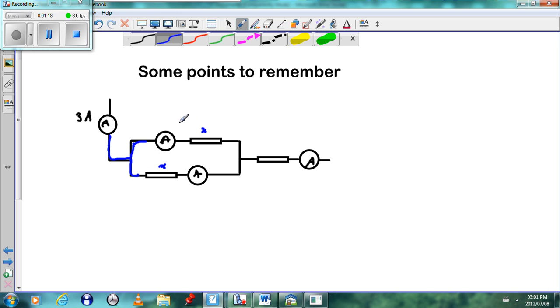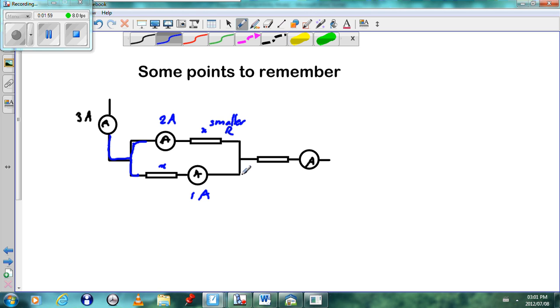But assume I tell you that the resistance on the top is smaller than the resistance at the bottom. Then the current going through the top will be greater. So we can assume that if 2 amperes of current goes through the top, then how much current will go through the bottom? And because 3 amperes of current came to this branch and 2 amperes went on the top, we can say 1 ampere of current will go through the bottom. So if we have a smaller resistance on the top, then we're going to have a greater current.